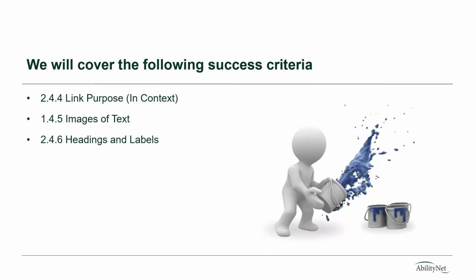We're going to be covering the following success criteria. Link purpose in context, so how important it is that links use sensible text. Images of text, the typical problems that they can cause, and headings and labels.